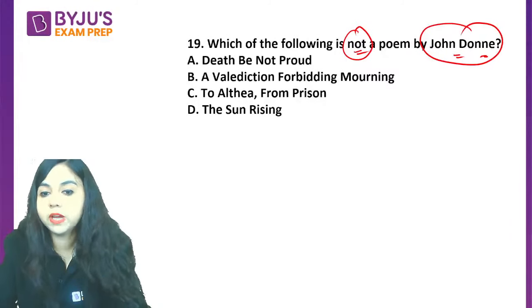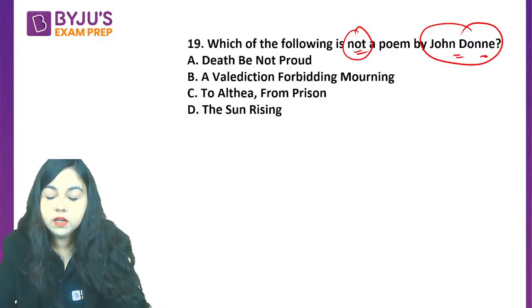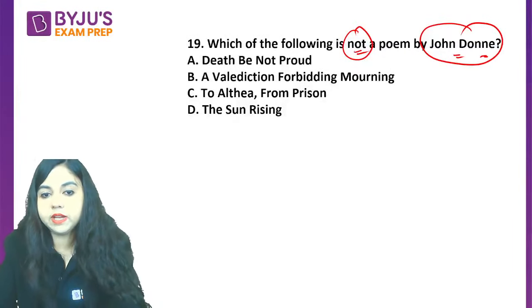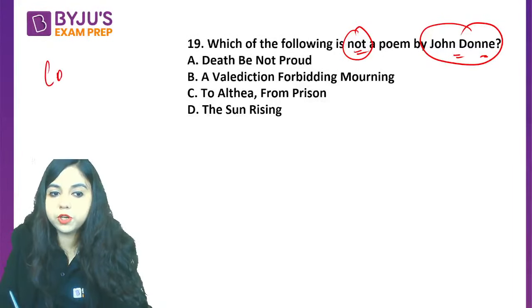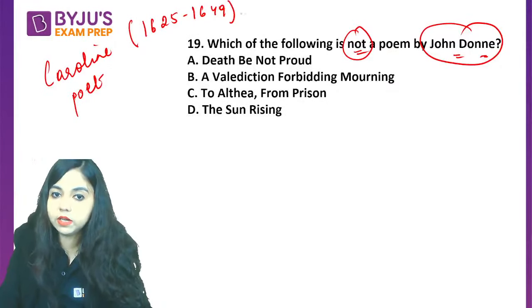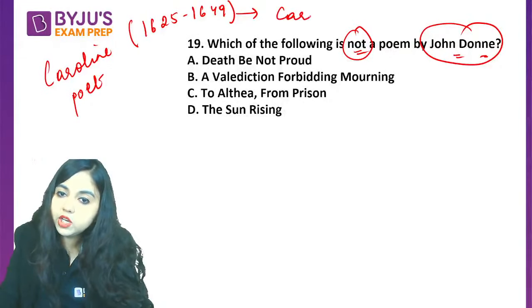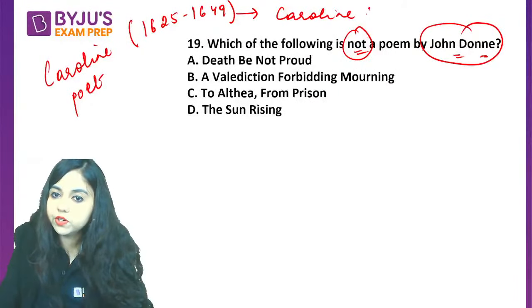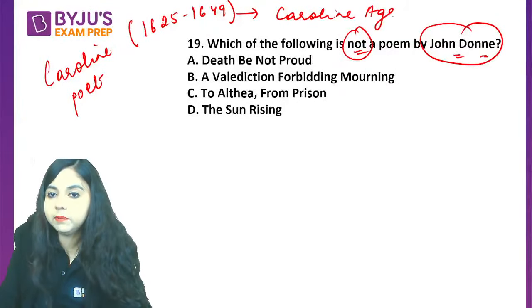Which work is not by John Donne? We've actually done this. John Donne is of course classified as a metaphysical poet, but this particular work is written by a Caroline poet, writing during the Caroline period, 1625 to 1649 particularly. This is called the Caroline age or the age of Charles the First.